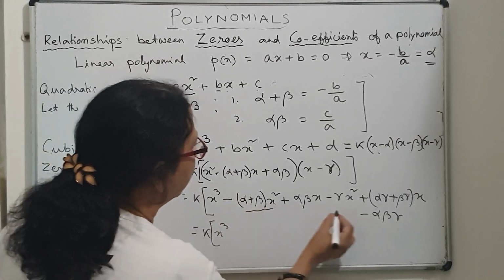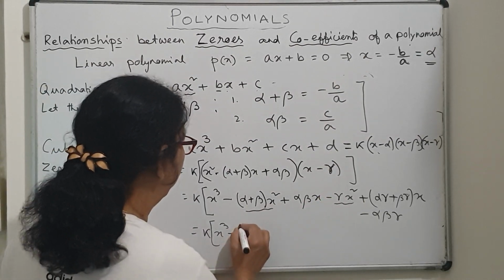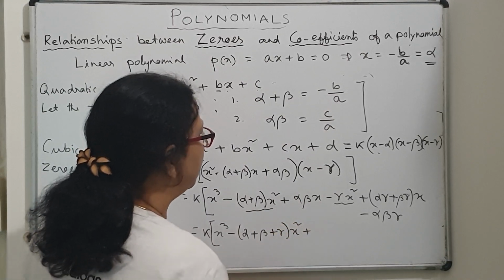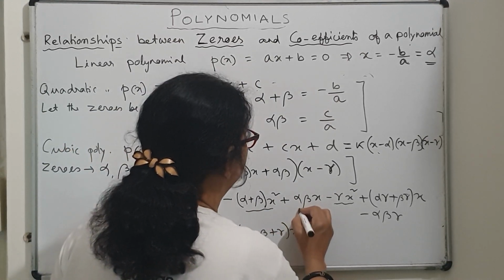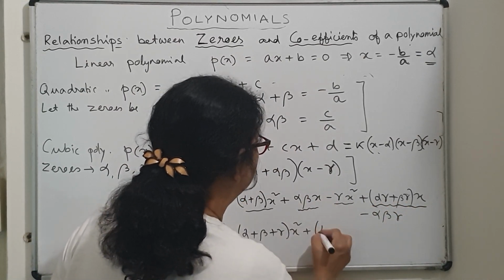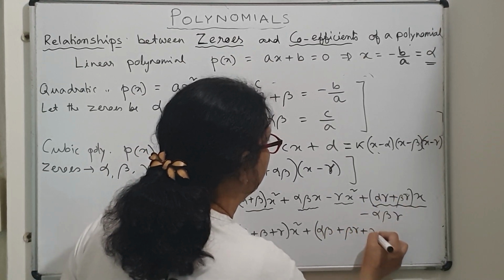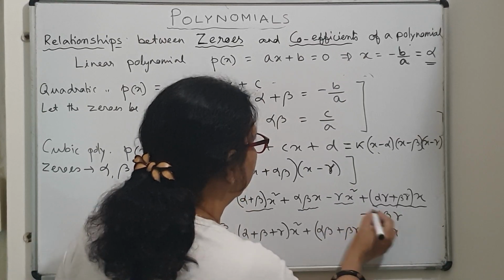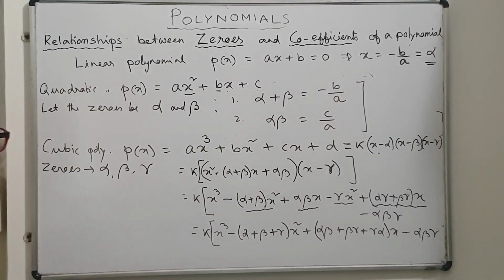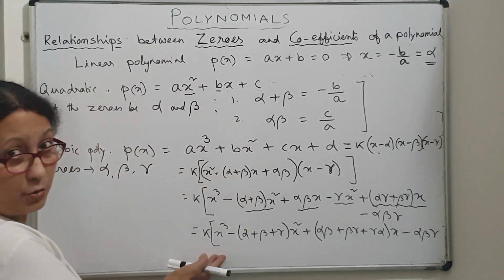Now let me rearrange: k into x cube. This is an x square and there is another x square, so let me group them. If I take minus common, (alpha plus beta plus gamma) into x square, then let me group the x terms, plus x you take common, then (alpha beta plus beta gamma plus gamma alpha) into x. Then only the constant term is left, that is minus alpha beta gamma. So I can simplify this in this form, and now I am in a position to compare the coefficients.